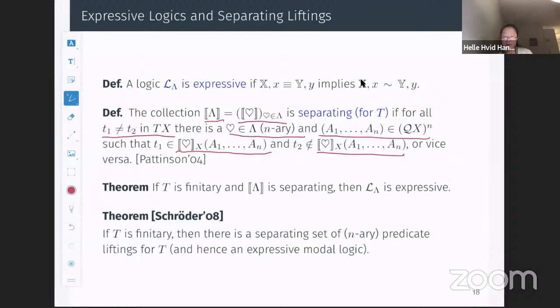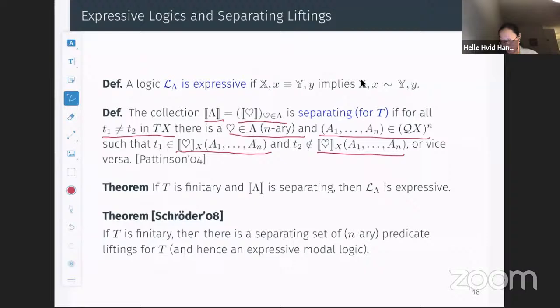This is what you can think of as a one-step condition. It's a local condition on the semantics of the modalities. We don't need to look at the entire language in order to determine this. But if you have such a separating set of predicate liftings, and if your functor T is finitary, then it follows that your language is expressive.